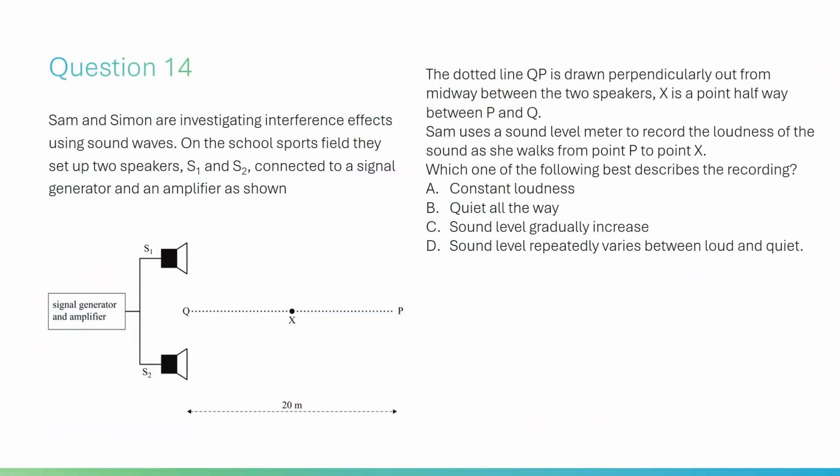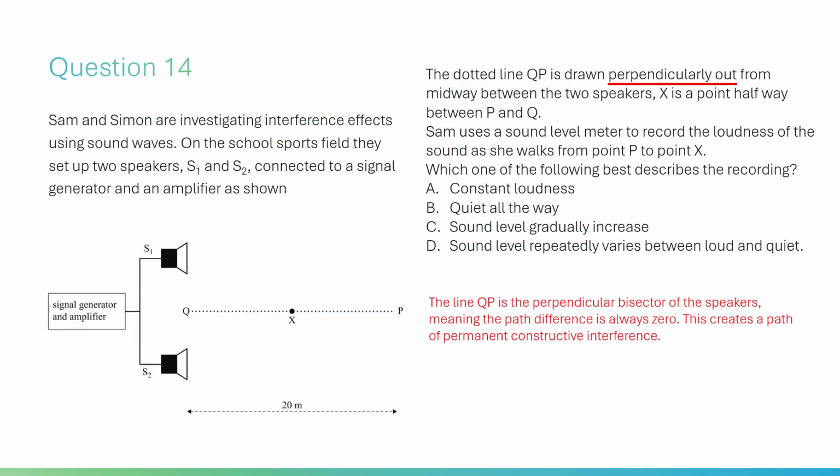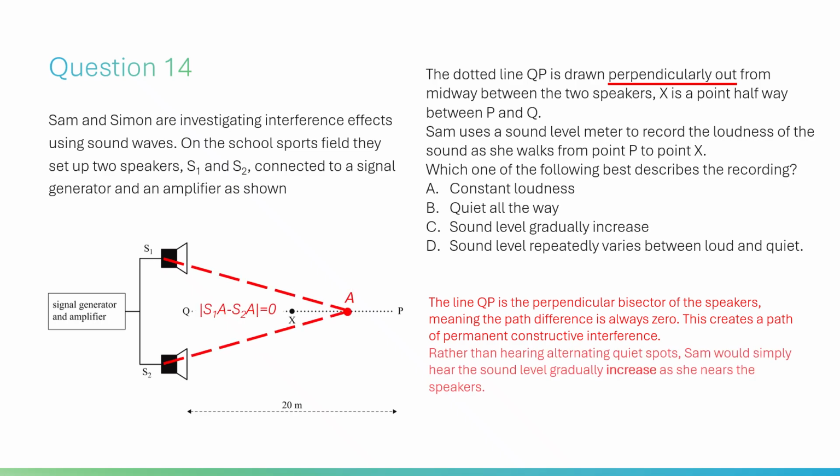The line QP is the perpendicular bisector of the speakers, meaning the path difference is always zero. This creates a path of permanent constructive interference. Rather than hearing alternating quiet spots, Sam would simply hear the sound level gradually increase as she nears the speakers. This makes C the technically correct answer based on the provided geometry.